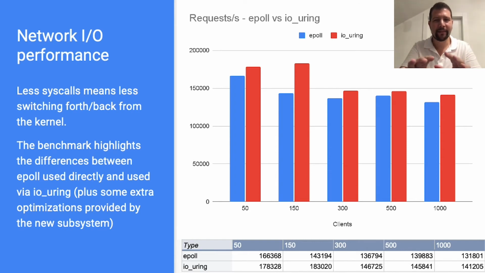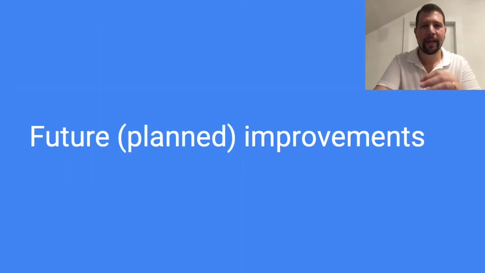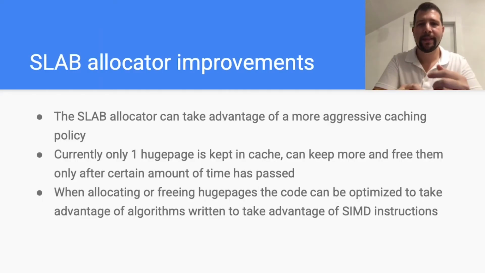The difference is even greater when it comes to disk I/O. Future planned improvements: the Slab allocator can really use some work. It can really take advantage of a more aggressive caching policy, as currently it keeps in cache only one huge page. Also, when allocating and freeing the huge pages and therefore all the slots used by the Slab allocator, a lot of work has to be carried out, and those algorithms can really be optimized and they can leverage SIMD instructions.